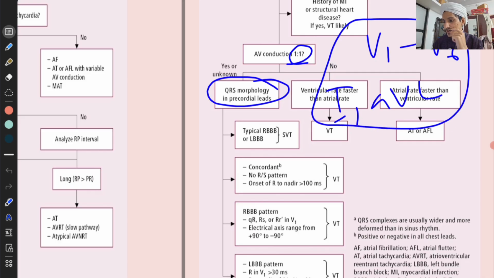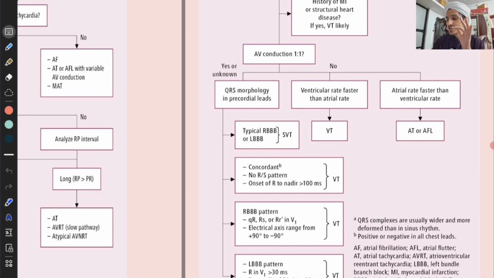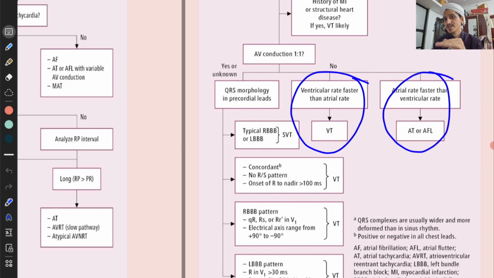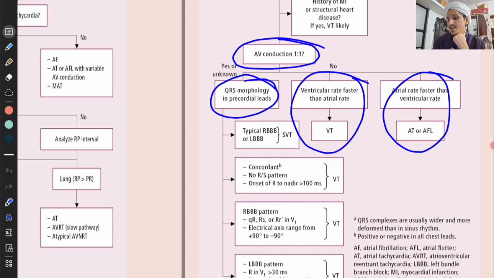If there is AV dissociation, calculate the atrial rate and the ventricular rate. If the ventricular rate is faster, then it is ventricular tachycardia. If the atrial rate is faster, then it is AFL or AT. When there is 1:1 conduction, you look at the QRS morphology in the precordial leads, for the typical RBBB and LBBB pattern.